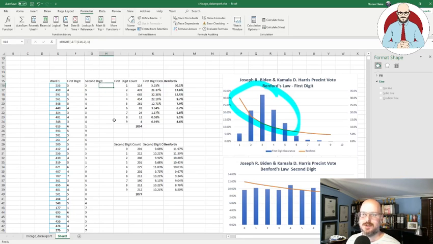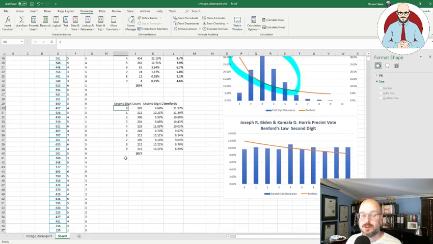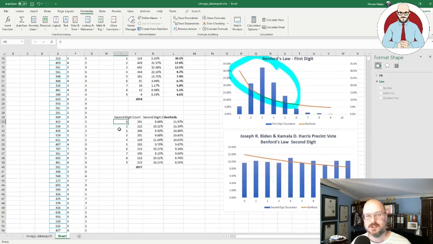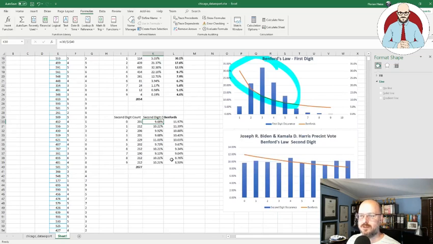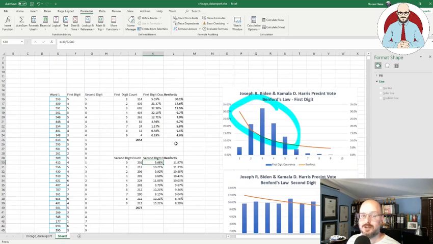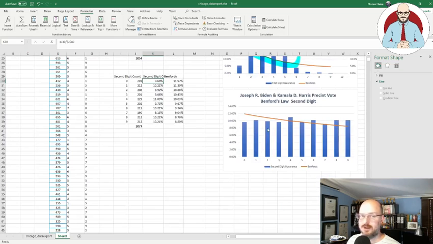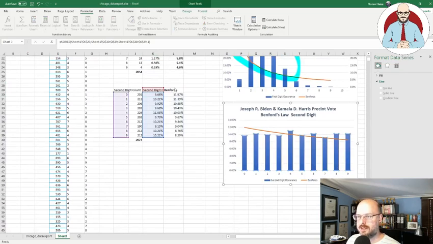And then we do the same thing down here, where we do a second digit count. And again, this time it starts at 0, because 0 could be the second digit. So 0, 1, 2, 3, 4, 5, 6, 7, 8, 9. You count the second digit occurrence, and then Benford's, because the distribution of the second digit is different to the first digit as well. And here we have that same data looking at the second digit.